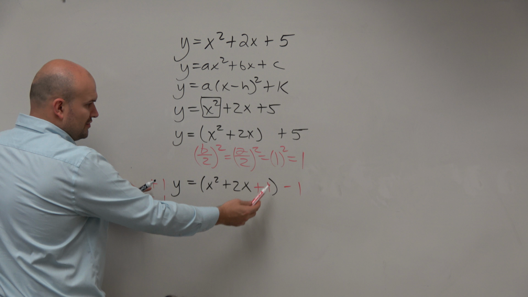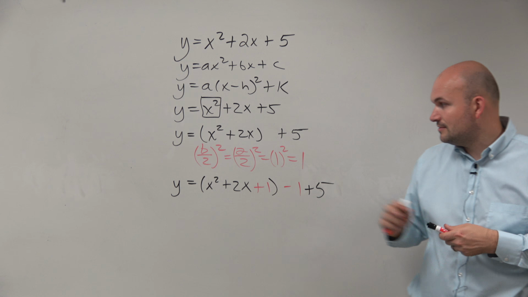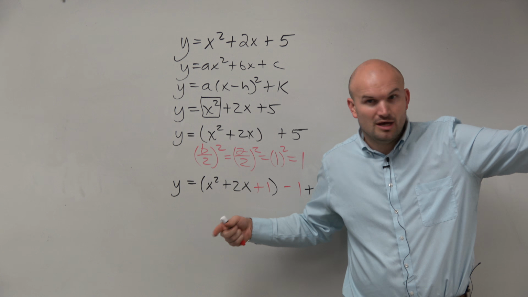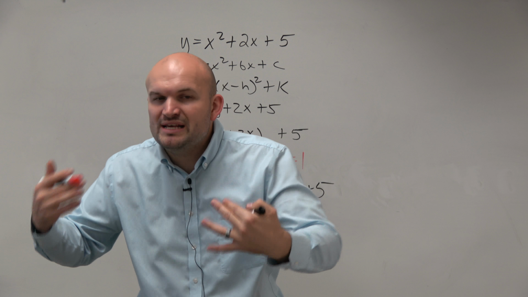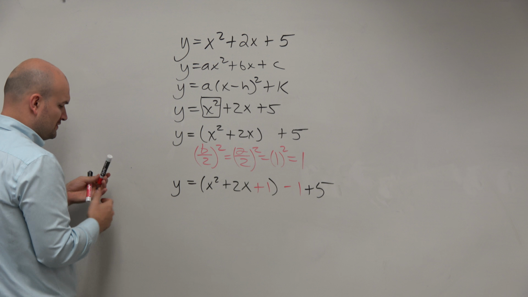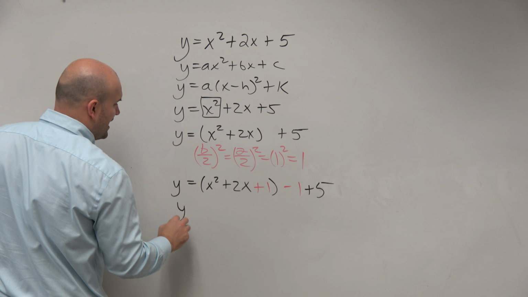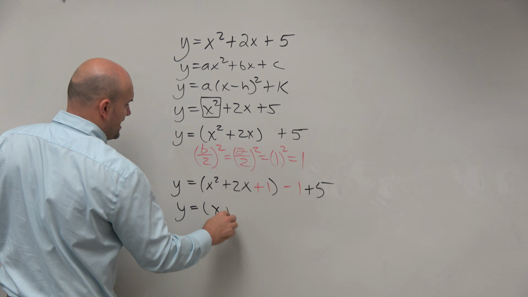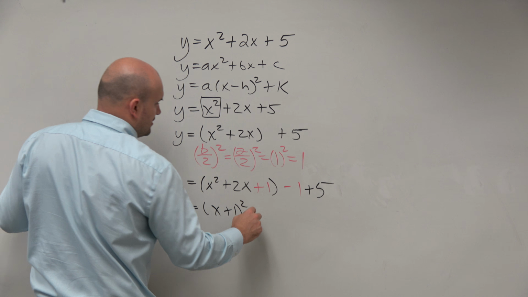Now, look what I have here. Did we do one of those? Oh, we did one close. This is something we can factor, correct? Yes? So now this is a perfect square trinomial. Why is it a perfect square trinomial? Because we created it. It has to be, because we created it. That's what b divided by 2 squared does, it creates a perfect square trinomial. So now we have y equals x plus 1 squared plus 4.